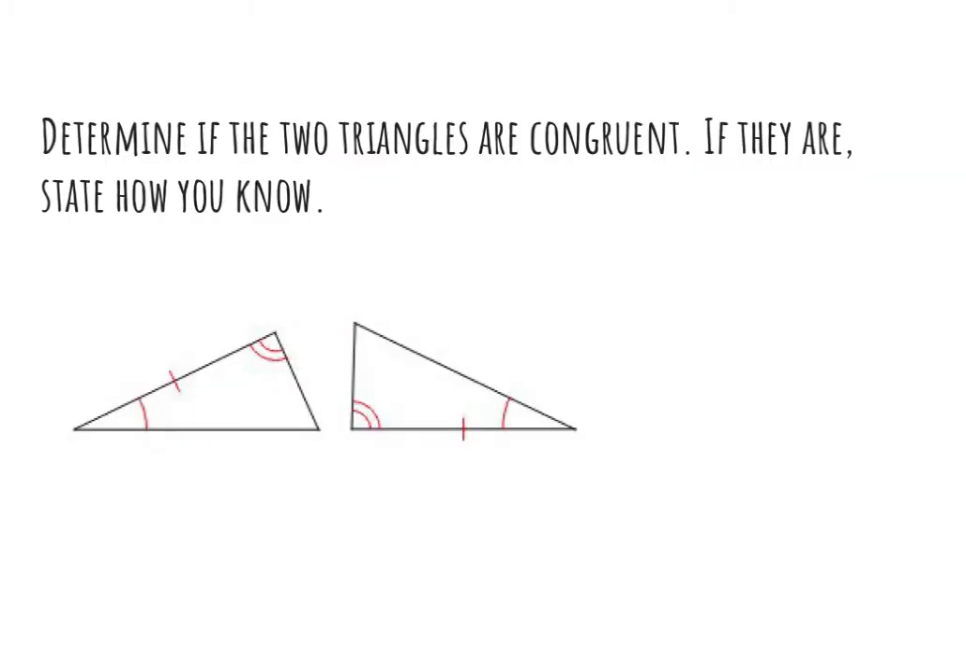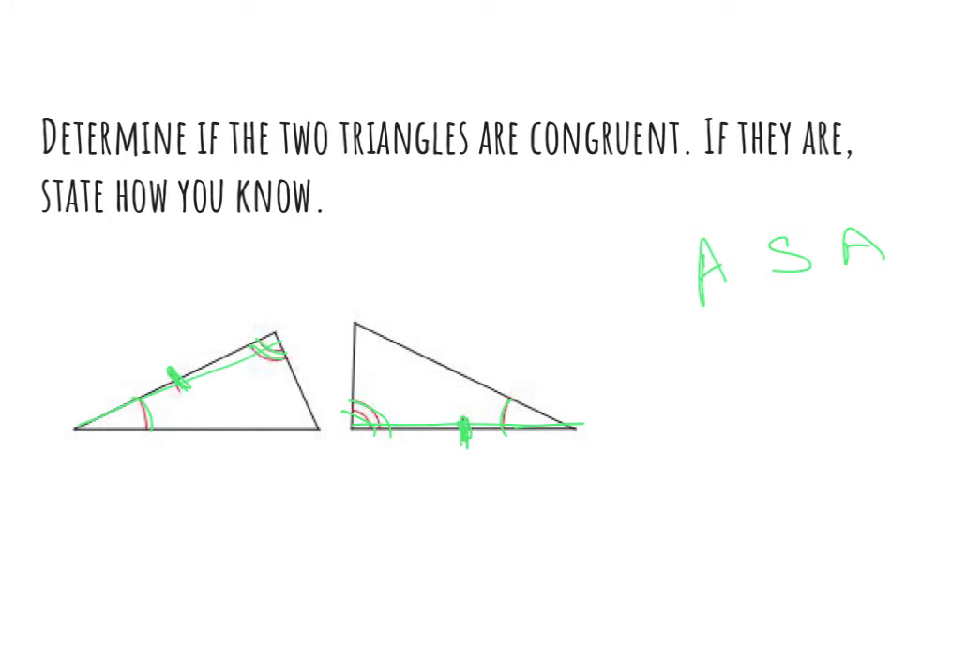So in my example, if we want to determine if the two triangles are congruent and state how we know, we have an angle congruent to one angle. We have a side, and we have a second angle. We need to be sure that the side is either an included side, meaning in between the two angles, or it's off to one side, non-included.